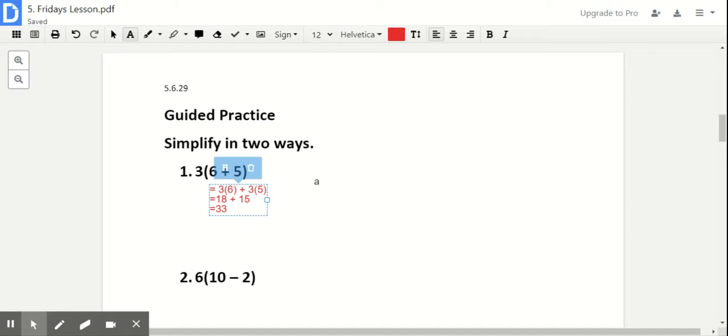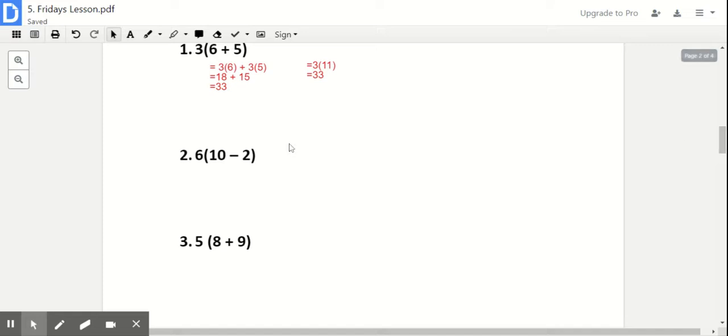Now, if I were to do this in parentheses first, I know that 6 plus 5 is 11. So in my parentheses, it will be 11. So 3 basically times 11. And then my final answer again, 33. So these are the two ways that you guys can work through this. I did distributive property here where I multiplied the value times each number separately, or solving in the parentheses first and then multiplying it by the value on the outside.